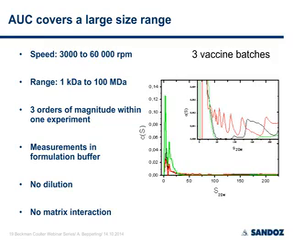To underline this large size range, I show you here an example of 3 vaccine batches from our vaccines and diagnostics division. These were 3 different batches of one vaccine, and what you see here is that they had a considerably different high molecular weight aggregate content, although it was a really broad distribution.